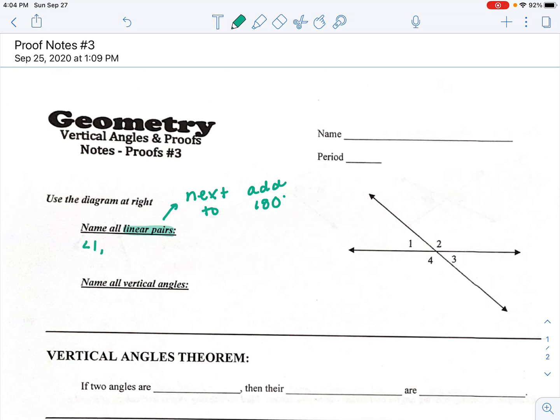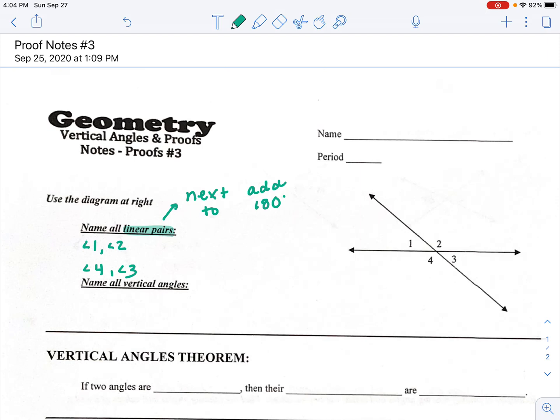Hopefully you paused and wrote some down. I think that angle 1 and angle 2, those two angles right there, if I shade them in, are definitely next to each other. They definitely add up to 180 as well. I think that angle 4 and angle 3 are a linear pair. They're next to each other, they add up to 180. Good to go, linear pair.